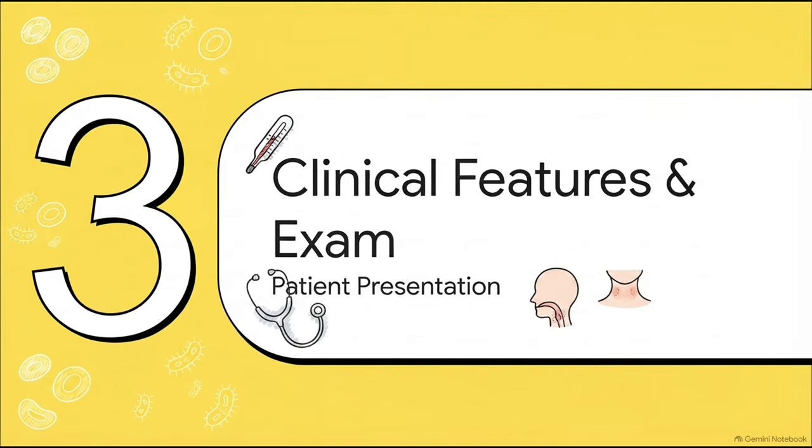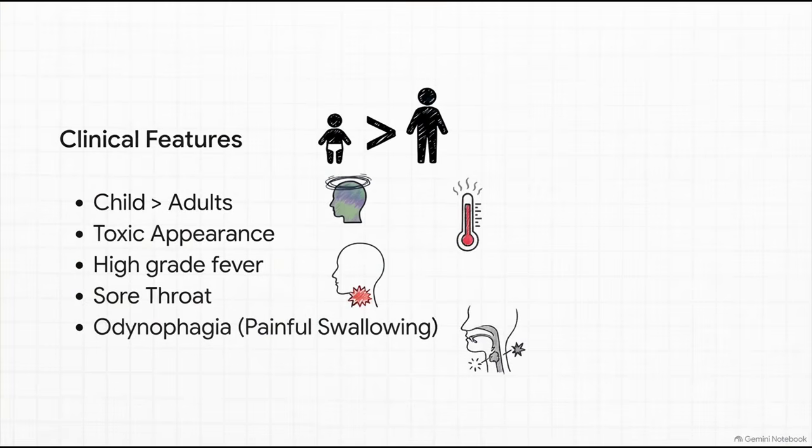Section 3. Clinical features and examination. Demographically, as the notes clearly point out, this disease is much more common in children than in adults. When they present to you in the clinic, they are going to have a classically toxic appearance. Vital signs will show a high-grade fever, and their primary complaints will be a severe sore throat accompanied by odynophagia, which is just the medical term for painful swallowing.